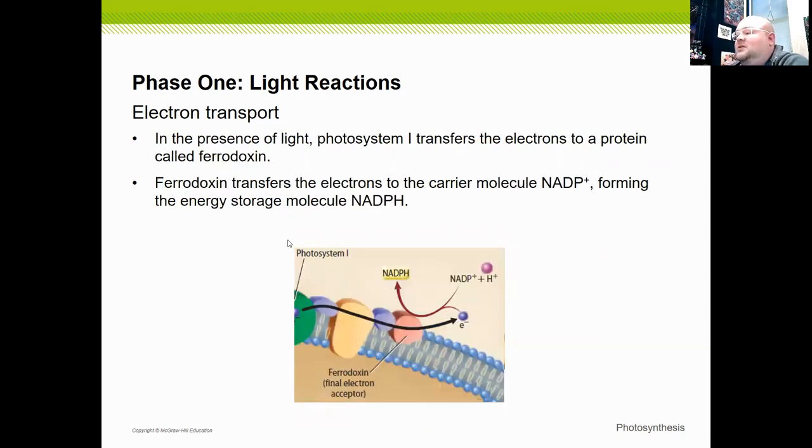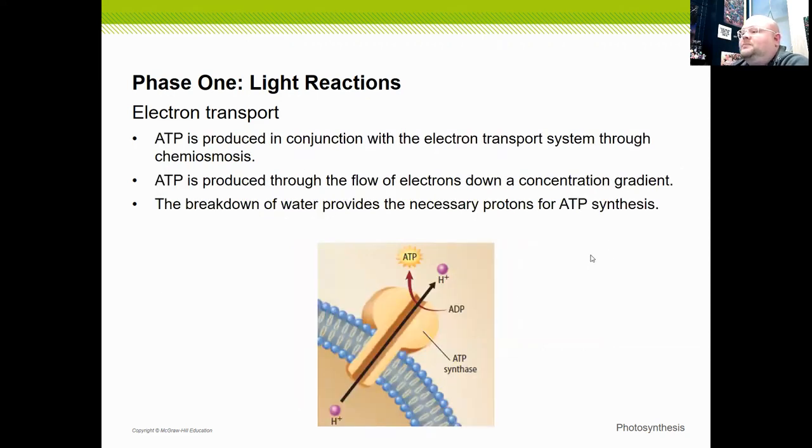Now, in the presence of light, photosystem 1 transfers the electrons to a protein that we call ferredoxin. And then ferredoxin transfers the electrons to the carrier molecule NADP+, forming the energy storage molecule NADPH. Now, at this point, ATP is produced in conjunction with the electron transport system through chemiosmosis. ATP is produced through the flow of electrons down a concentration gradient, and the breakdown of water provides the necessary protons for ATP synthesis.